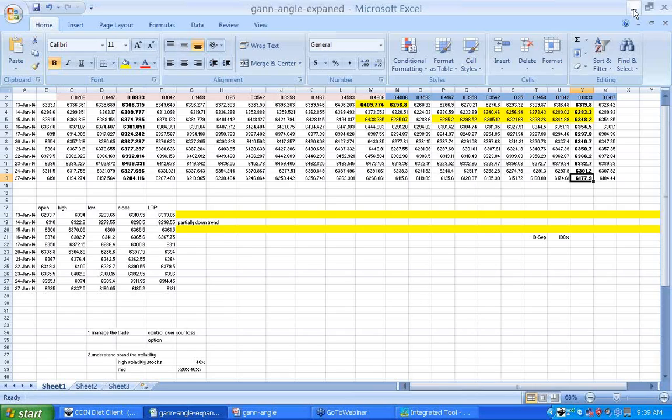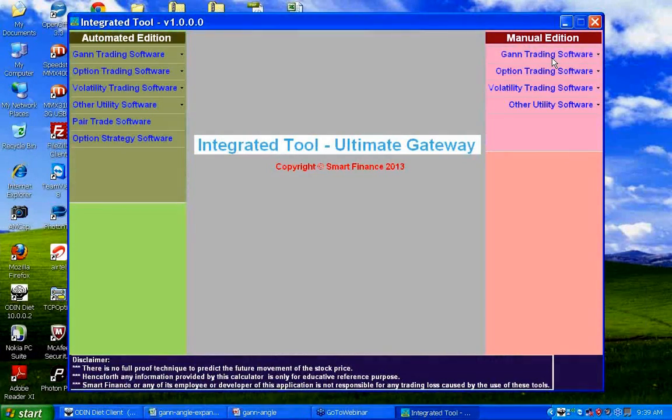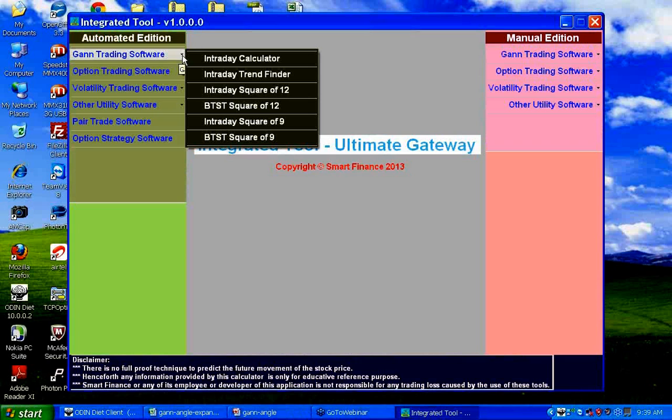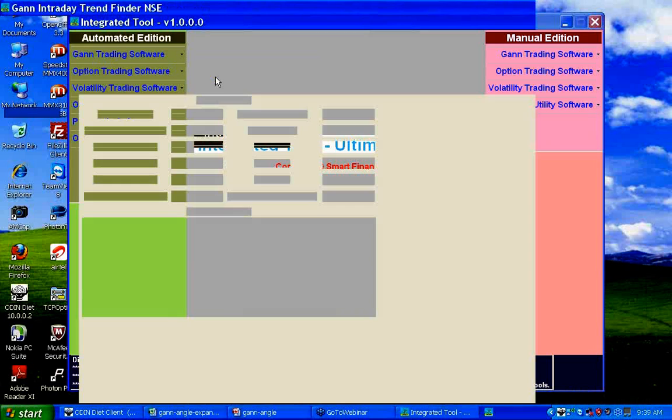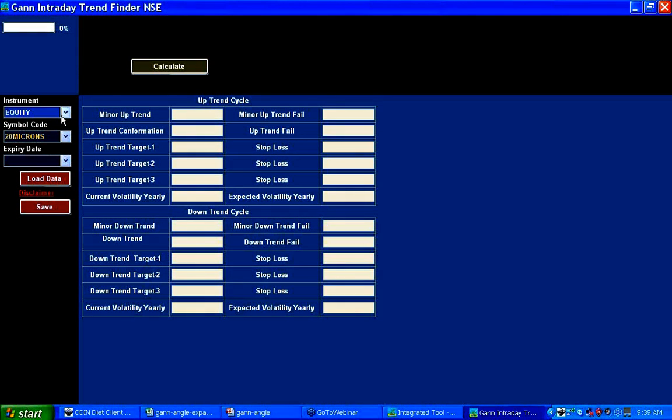Similarly, there are a lot of Gann principles, and what we did here is separate the Gann principle into segments, because Gann has the square of 9, the square of 12 wheel, and many other techniques also. So we have separated the entire Gann concept into different utility tools. Suppose I am going for an intraday trend finder. A little bit of enhancement we have also done.